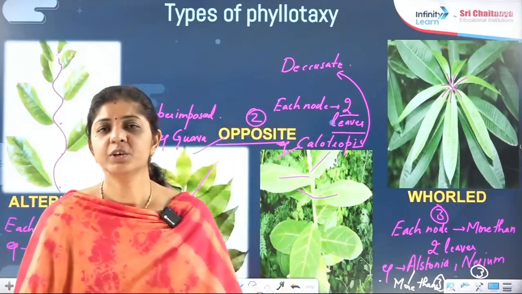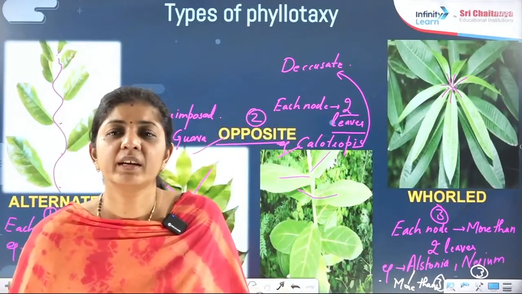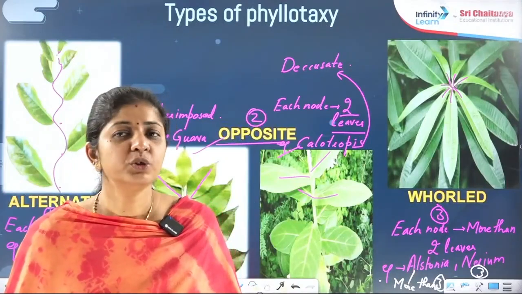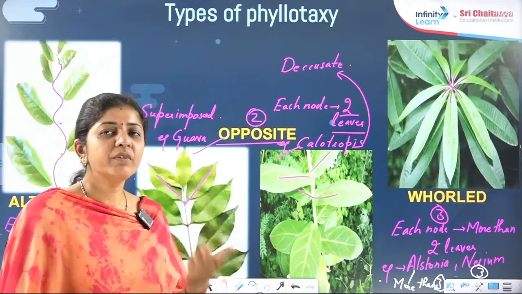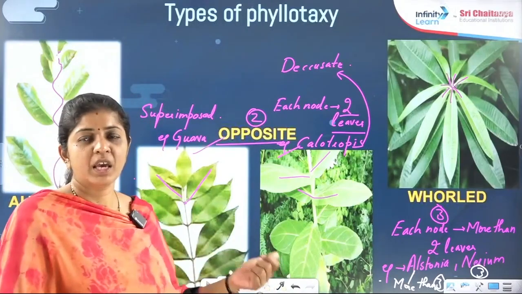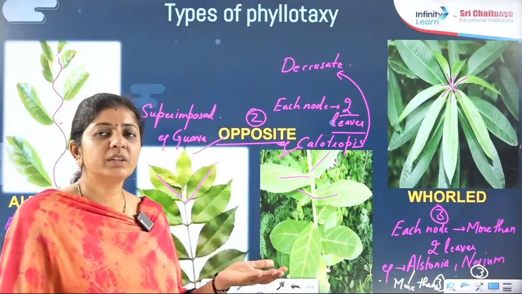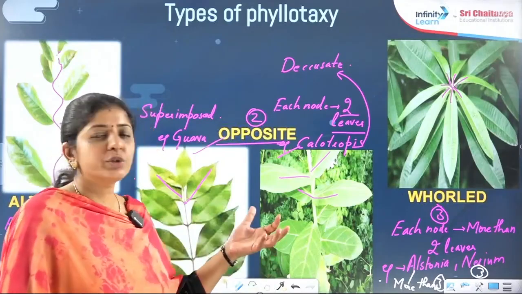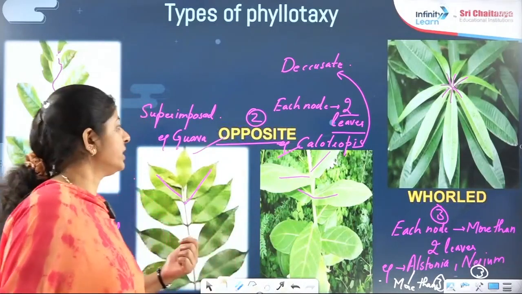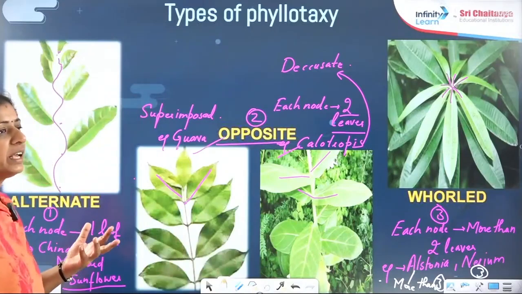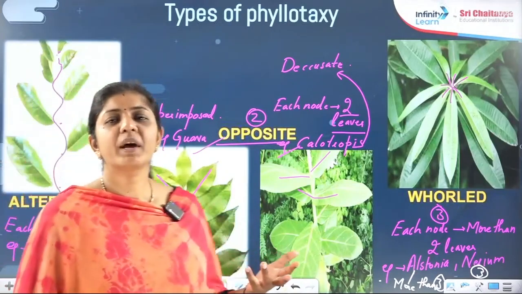If they ask you about whorled type with more than 3 leaves, then you should not give the example of Nerium. Then you have to give the example of Alstonia. If they are simply saying more than 2, then you can quote both examples, Alstonia as well as Nerium, right? So this is the next important thing you must remember.